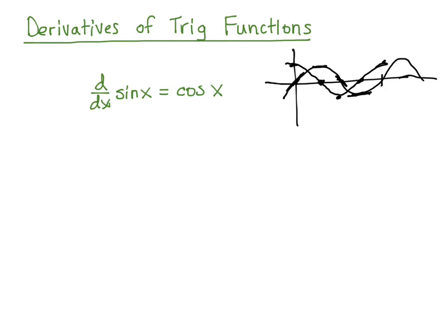Now certainly that's not a proof that the derivative of the sine is the cosine. But hopefully, at least it seems plausible to you that that's the case.